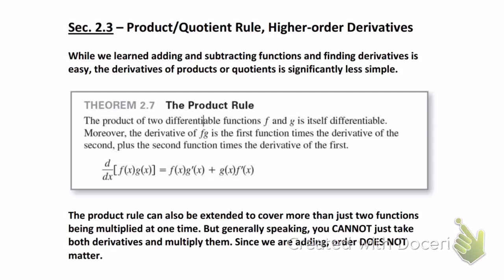Okay, so the product rule. Notice what it says. You can't just multiply derivatives. If you've got two things multiplied, you just can't take their derivatives and multiply them. So look what it says. You take the first function. We've got functions f and g. You take the first function, f, and multiply it times g's derivative. Then you take the g function and multiply it times f's derivative.